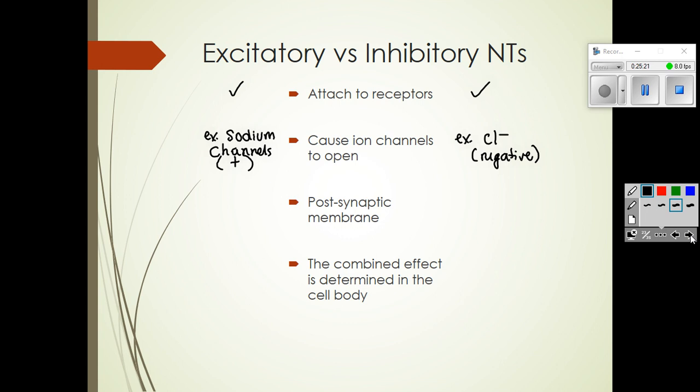The theme, though, is what's going to happen to the postsynaptic membrane. If it's an excitatory neurotransmitter, the postsynaptic membrane should become depolarized. That's what happens when sodium enters, causes depolarization. If the neurotransmitter is inhibitory, the membrane will just stay polarized, or it might even be hyperpolarized.